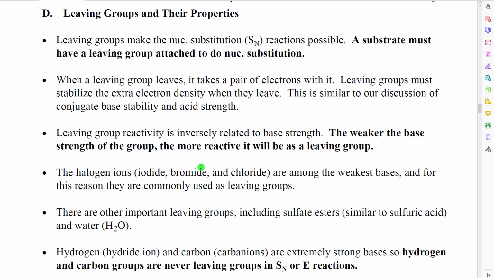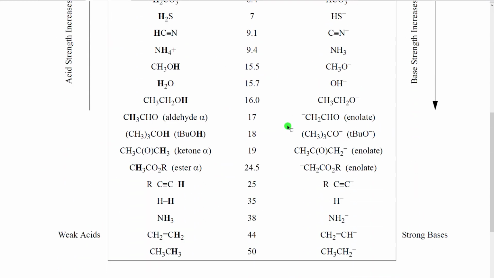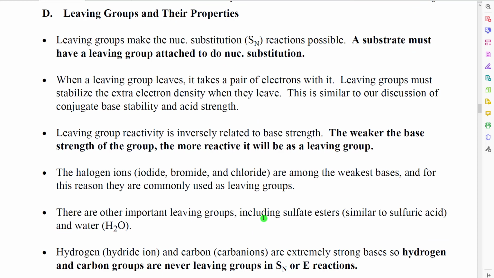In contrast, if we look at the other things that are typically attached to carbon atoms in a molecule, specifically carbon groups and hydrogens, we can see that these are among the very strongest bases. And therefore, carbon groups and hydrogens will never be leaving groups. This is why we need to specifically call out our leaving group in our chemical reaction.